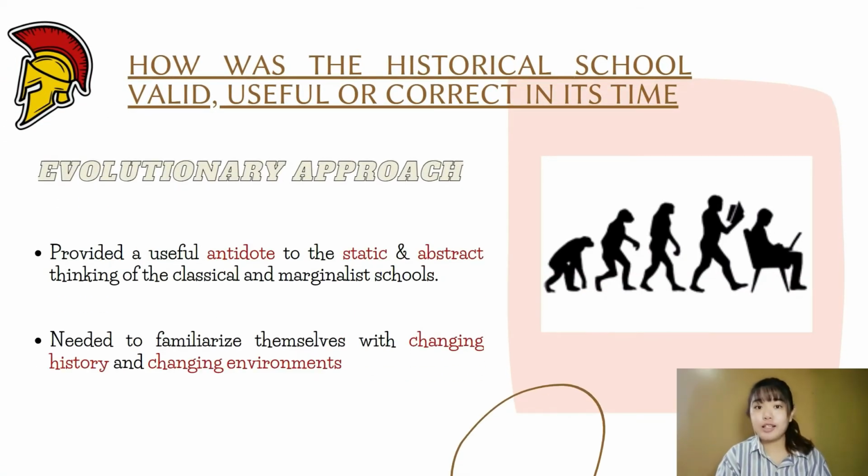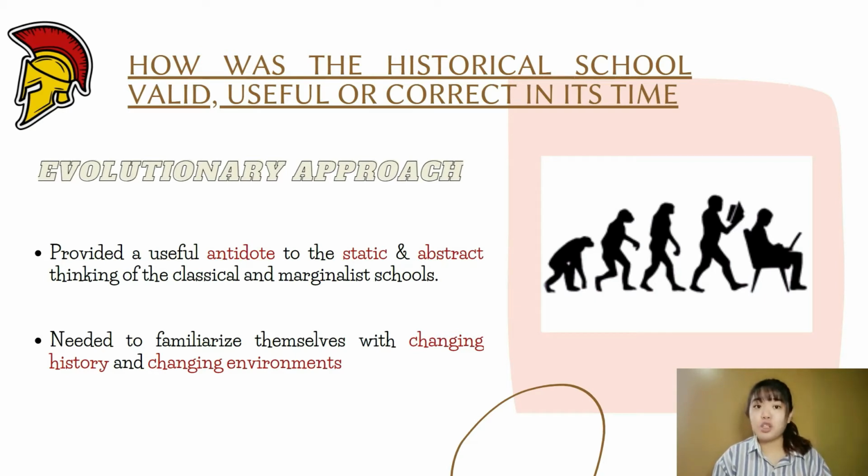The next major question is, how was the historical school valid, useful, or correct in its time? The first one is the evolutionary approach. The evolutionary approach to society and to economic thought provided a useful antidote to the abstract thinking of the classical and also marginalist schools. How else could one attempt to explain Great Britain's adherence to laissez-faire in the 19th century and its considerable departure from it in the 20th century?